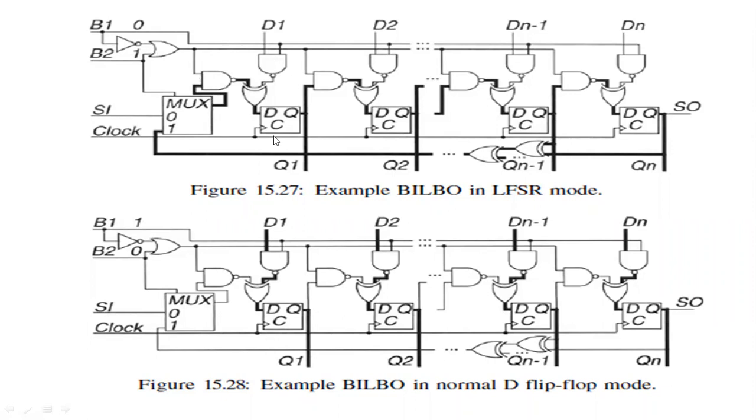So in the LFSR mode, how do we define this mode? We take a 0 and 1. This is defined based on the clock signal as well as the scan input. If the scan input is 0 and the clock signal is high or low, based on these operations it defines the LFSR shift mode operation. So it depends upon the logic inputs of B1 and B2.